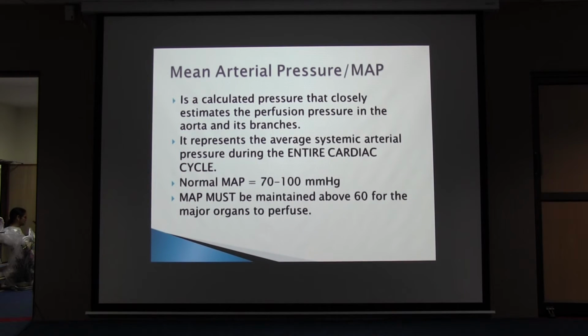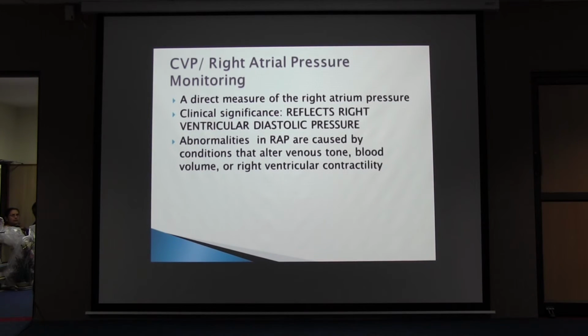So you should assess the mean arterial pressure, which should be 70 to 100. Okay, and then the next thing is the central venous pressure, right? It gives us information on the pressure in the right atrium.